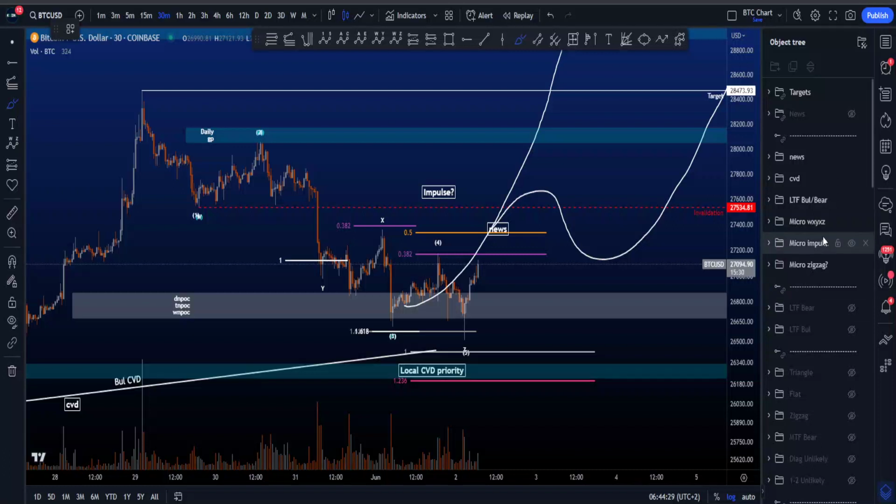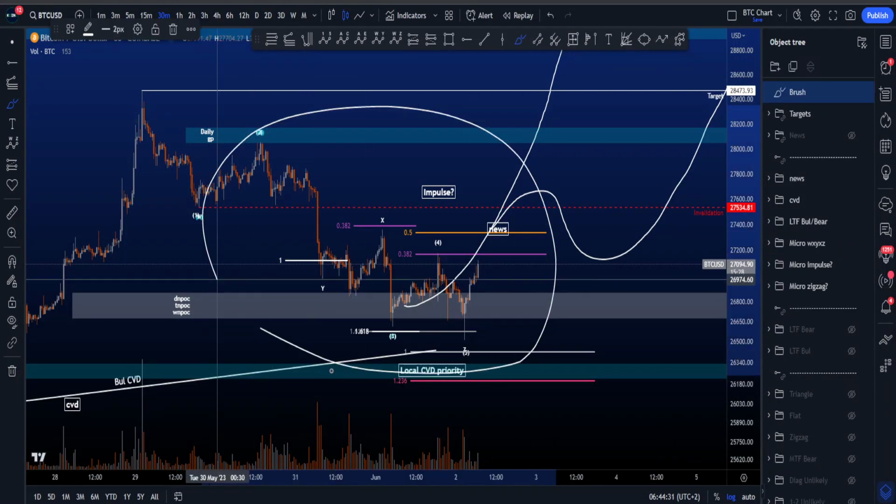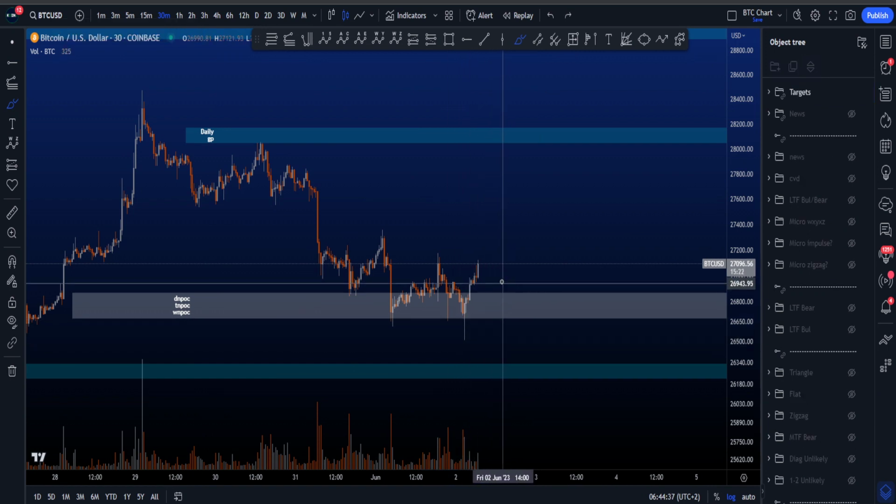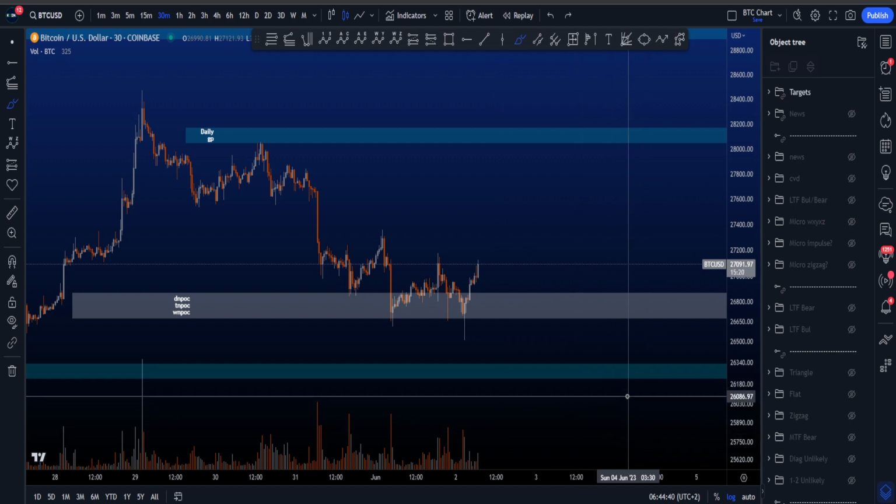Hi everyone, let's go over my micro Elliott Wave scenarios on Bitcoin, starting with this low. From an Elliott Wave perspective, this low is very important as it increases the probabilities for eventually a continuation to the downside, and I will explain why by going through the different micro scenarios.